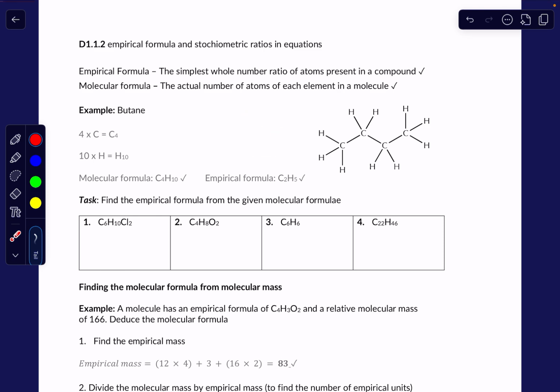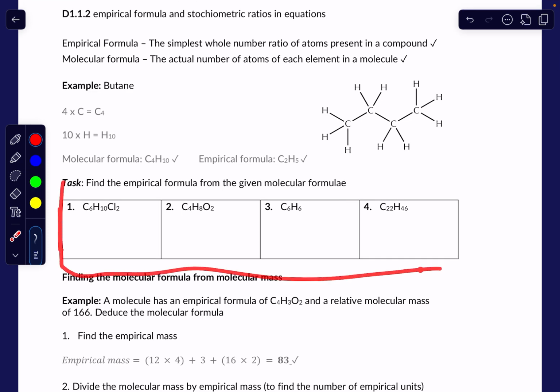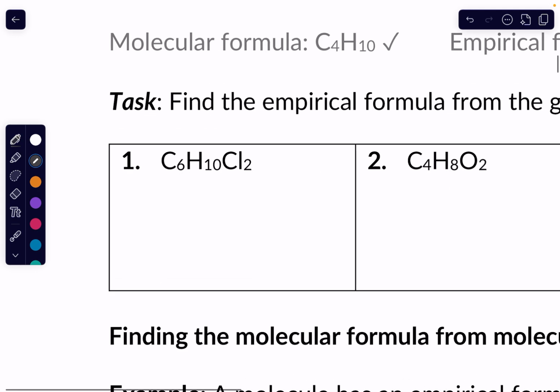What I'm going to ask you guys to do is, for this task here, can you find the simplest ratio of these things? I can take you through the first one just to give you an idea of what I'm looking for. So, the simplest ratio for this molecule right here. An easy trick for you guys is to just keep halving it until you can no longer halve it and get a whole number. Let's start with that first of all.